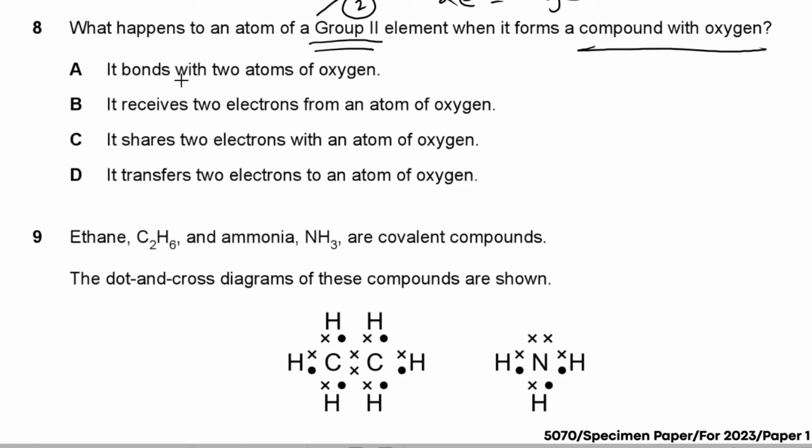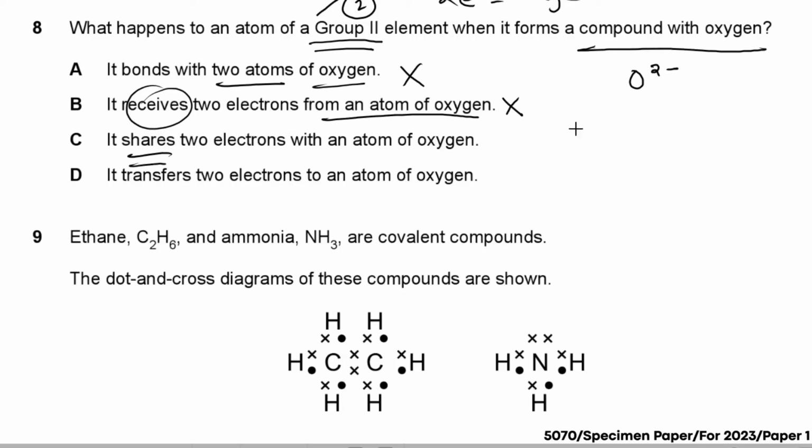So let's say it bonds with 2 atoms of oxygen. Technically no, because oxygen is from group 6, so it's going to gain 2 electrons. So this is obviously wrong. It receives 2 electrons from an atom of oxygen. Will it receive? Metals never receive, so it's going to be wrong.